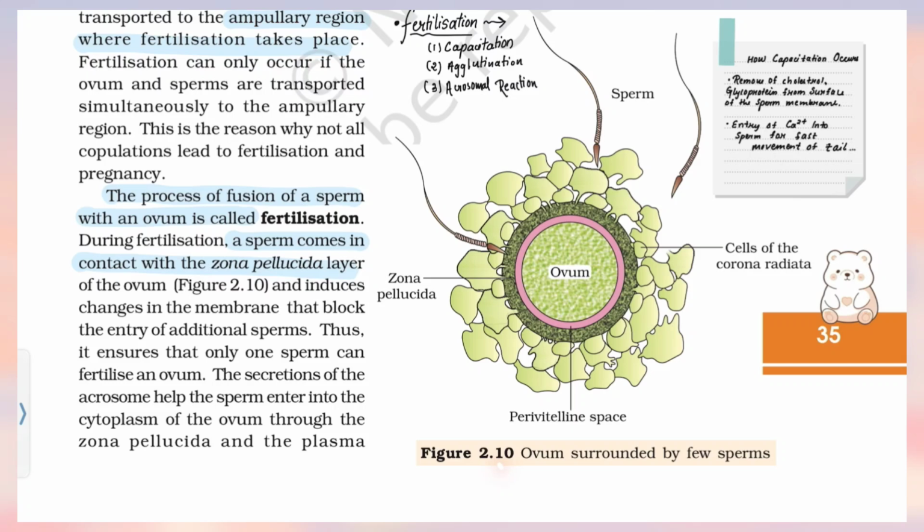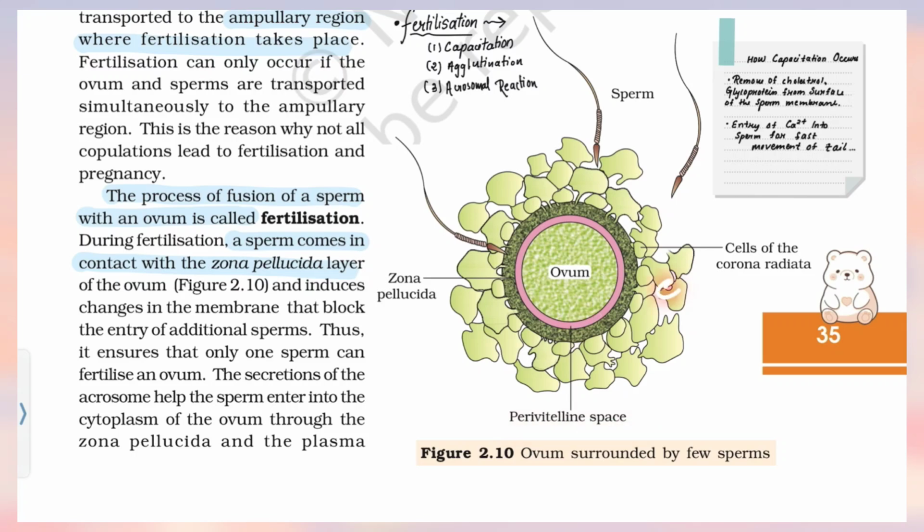In this diagram, the ovum is surrounded by a few sperms. The central spherical cell is the ovum, the female gamete. Surrounding the ovum is a thick non-cellular layer called the zona pellucida. It plays a crucial role in species-specific sperm binding. The narrow region is the perivitelline space. It lies between the plasma membrane of the ovum and the zona pellucida.